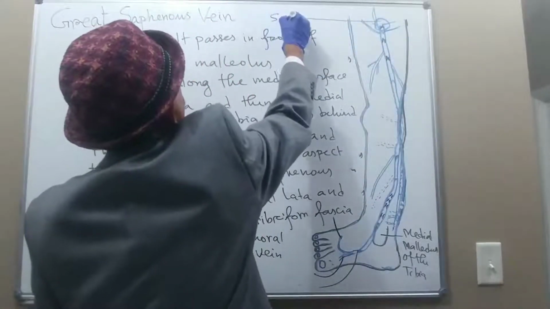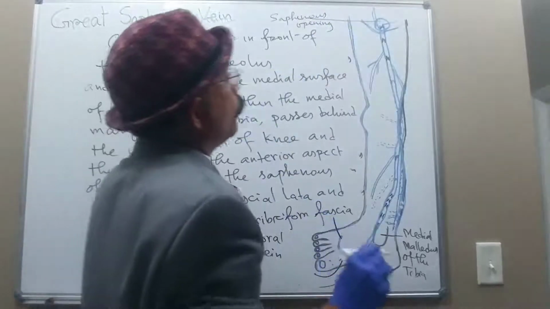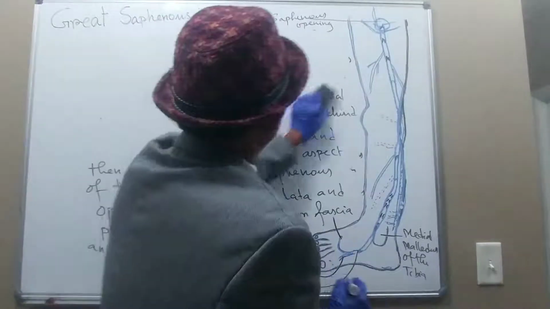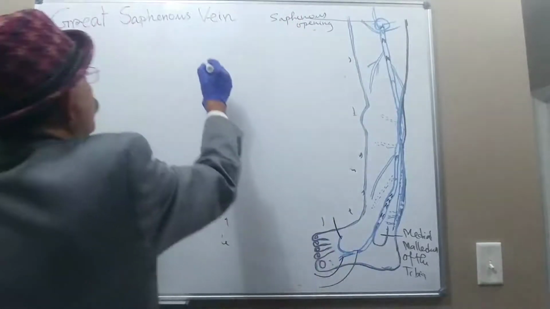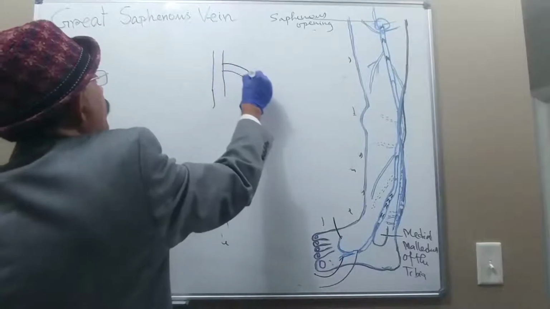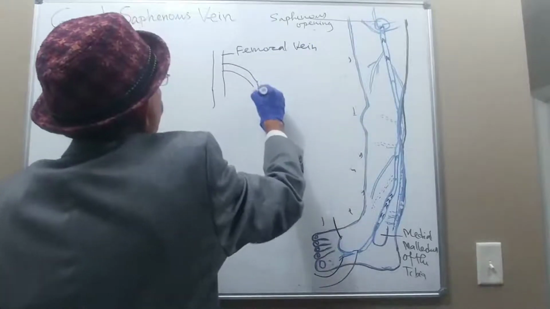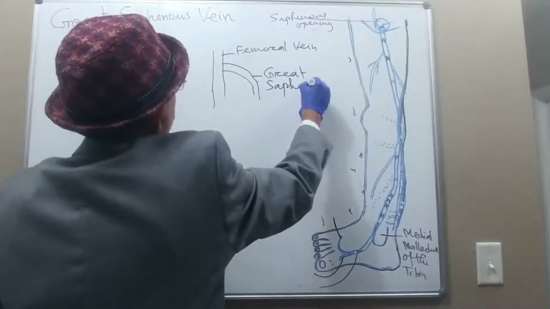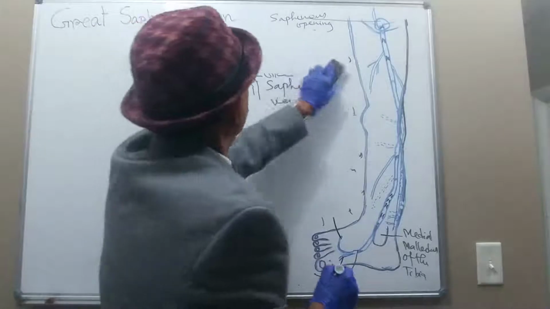This is the saphenous opening, and it opens into the femoral vein. So the great saphenous vein opens into the femoral vein. If this is the femoral vein, then the great saphenous vein opens in here. This is the femoral vein. This is the great saphenous vein. Okay, we got the course.